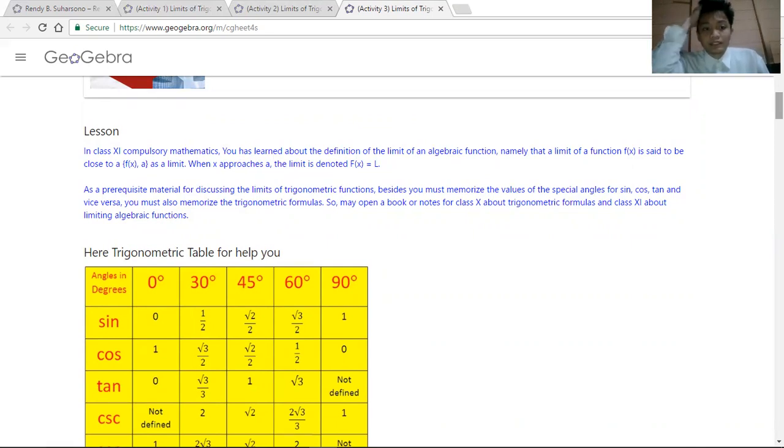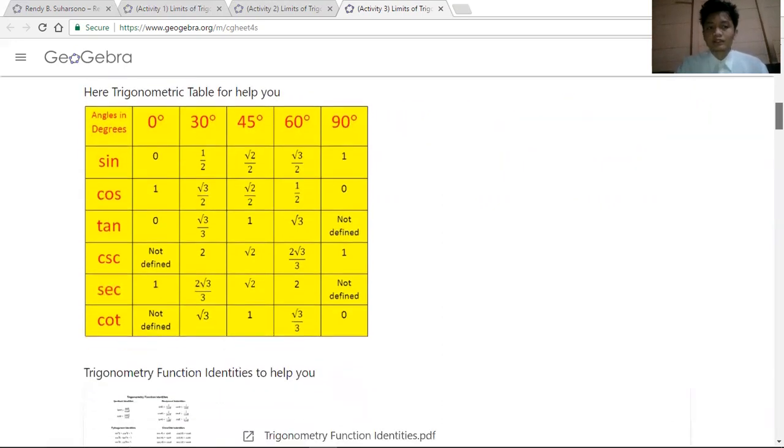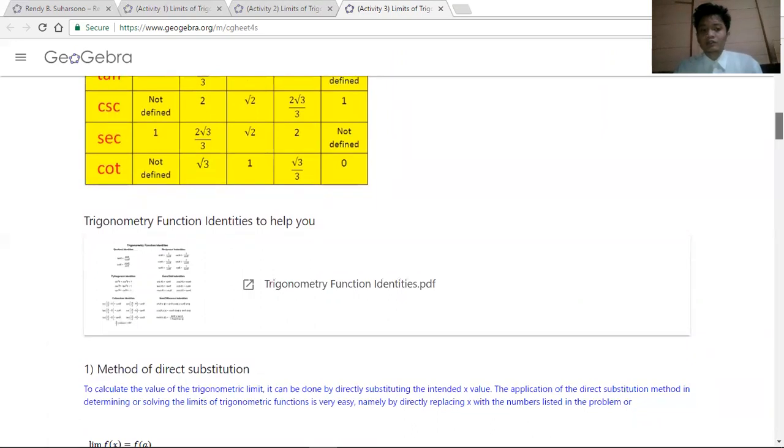As a prerequisite material for discussing the limit of the trigonometric function, besides that you must memorize the value of the special angles for sin, cos, and tan, and vice versa. You must also memorize the trigonometric formulas. So open a book or notes for class 10 about trigonometric formulas and class 11 about limits of algebraic functions. Here, the trigonometric table will help you. Here, trigonometric function identities to help you.